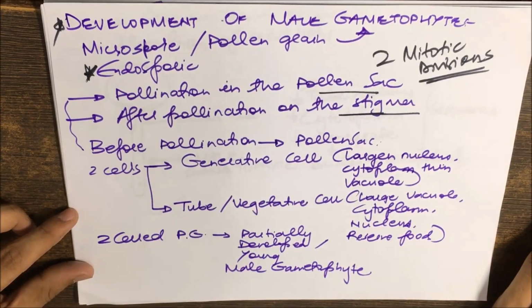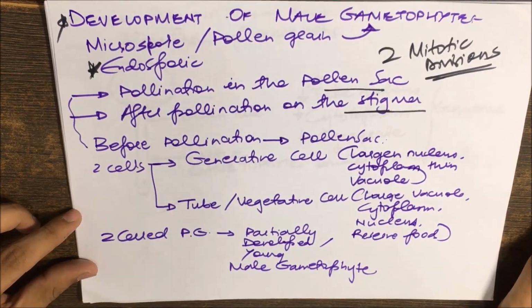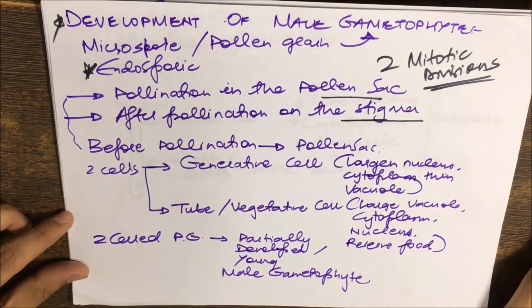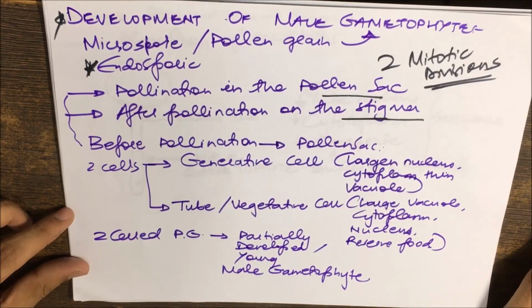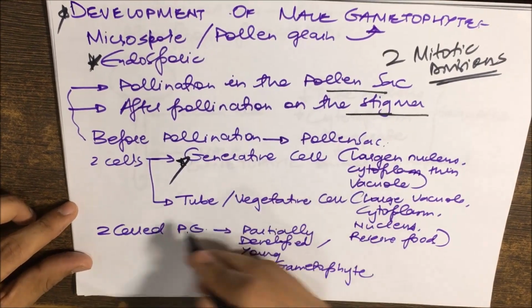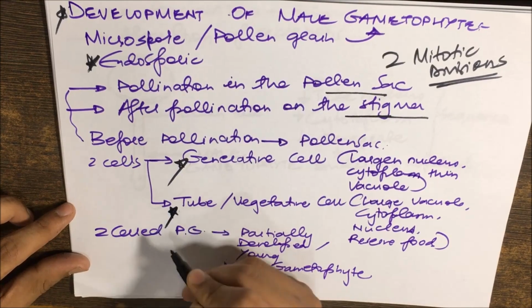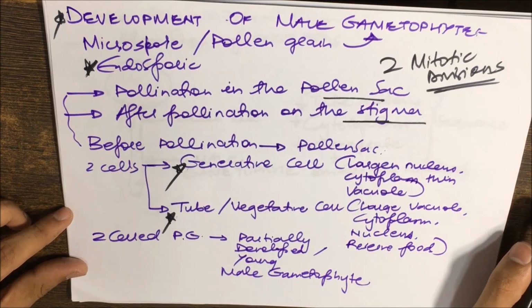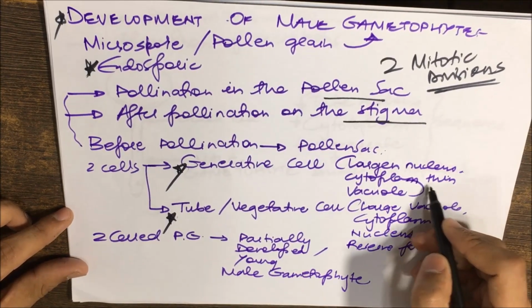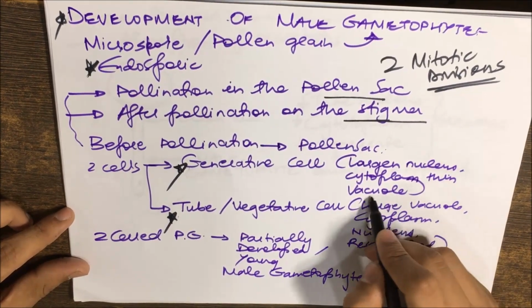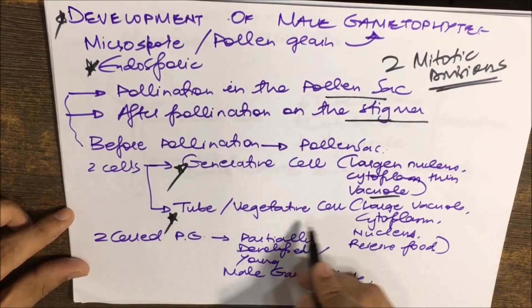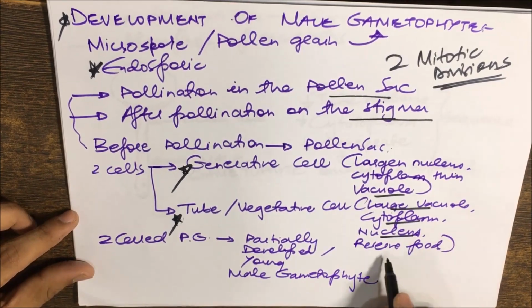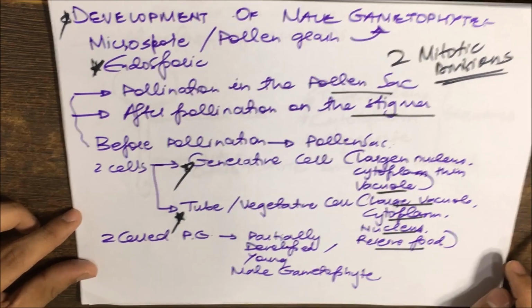Before pollination, while inside the pollen sac, the protoplast of the pollen grain divides mitotically to form two unequal cells. The smaller cell is called the generative cell, while the larger cell is known as the tube cell. The generative cell generally has a large nucleus, a thin cytoplasm, and shows the presence of vacuoles, while the tube or vegetative cell shows the presence of a large vacuole, cytoplasm, nucleus, and reserve food.